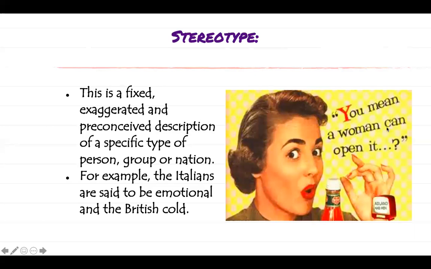Look at this. You mean a woman can open it, right? Why? Because again, the stereotype is that women are not strong, so they can't open something as simple as tomato sauce. Okay, so you mean a woman can open it? So this again, given the hairstyle, I think this is a very, very old advert. And I think the reason it's so important is that it was the advertiser's way to lure women into buying that particular tomato sauce or ketchup.